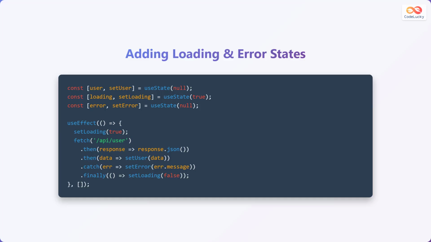Use the fetch API to make a GET request to the /API/user endpoint. Use the .then method to handle the response, parsing it as JSON. Use another .then method to set the user state with the retrieved data. Use the .catch method to catch any errors and set the error state with the error message. Use the .finally method to set loading to false, regardless of success or failure. This code enhances the previous example by adding loading and error states to handle API call outcomes.